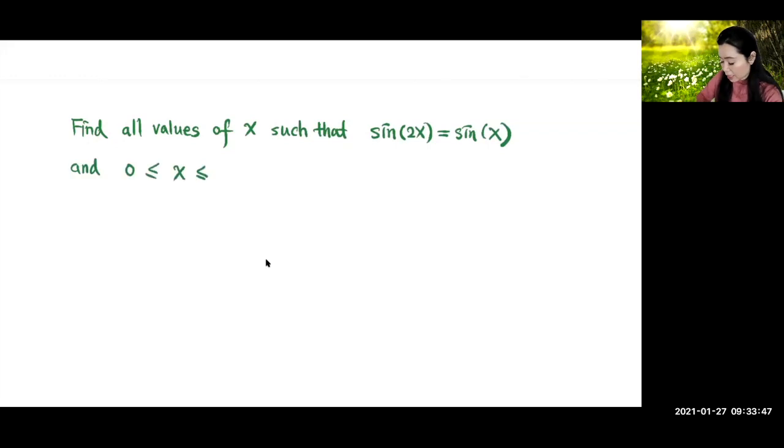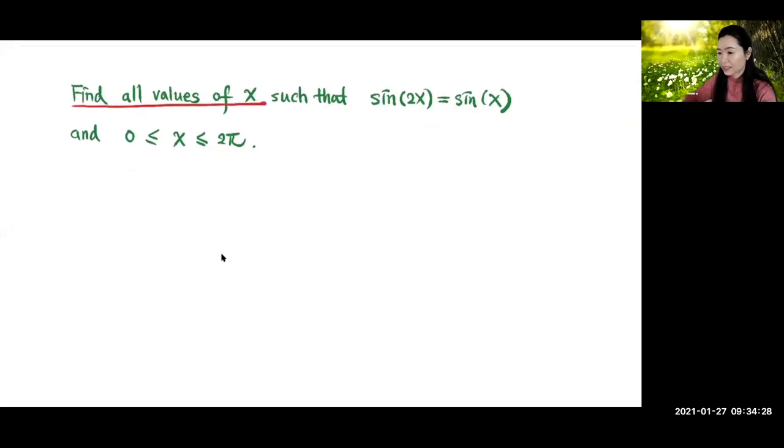The question over here is to find all values, so you can take notes if you want, of x such that sine of 2x is equal to sine of x, and x is greater than or equal to 0, less than or equal to 2 pi. You try to solve for x over here. So you try to find all values of x over here.